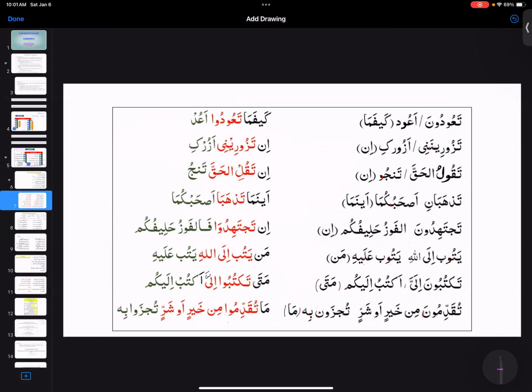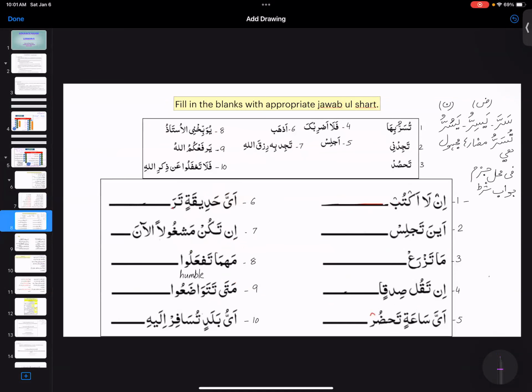So this one over here, then we have this one over here. We have a key of that. You guys can try as well. Basically, this is your bank where you are going to get these fill in the blanks. So you can try if you are able to. Otherwise, we can take care of it in the next class.